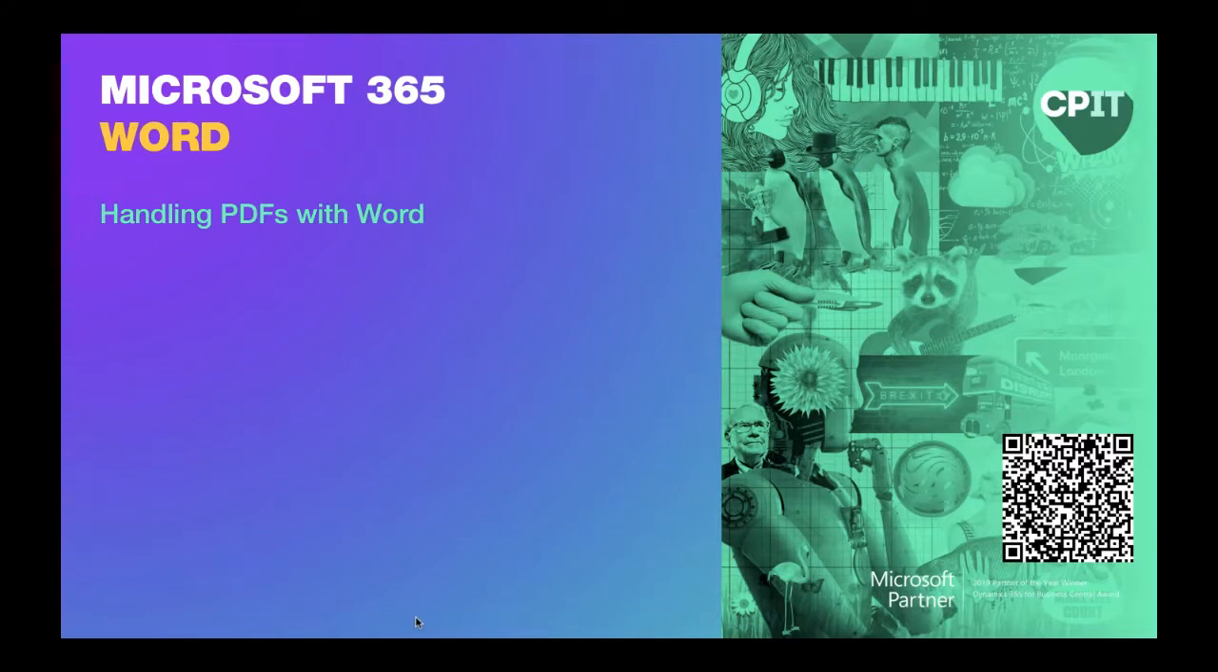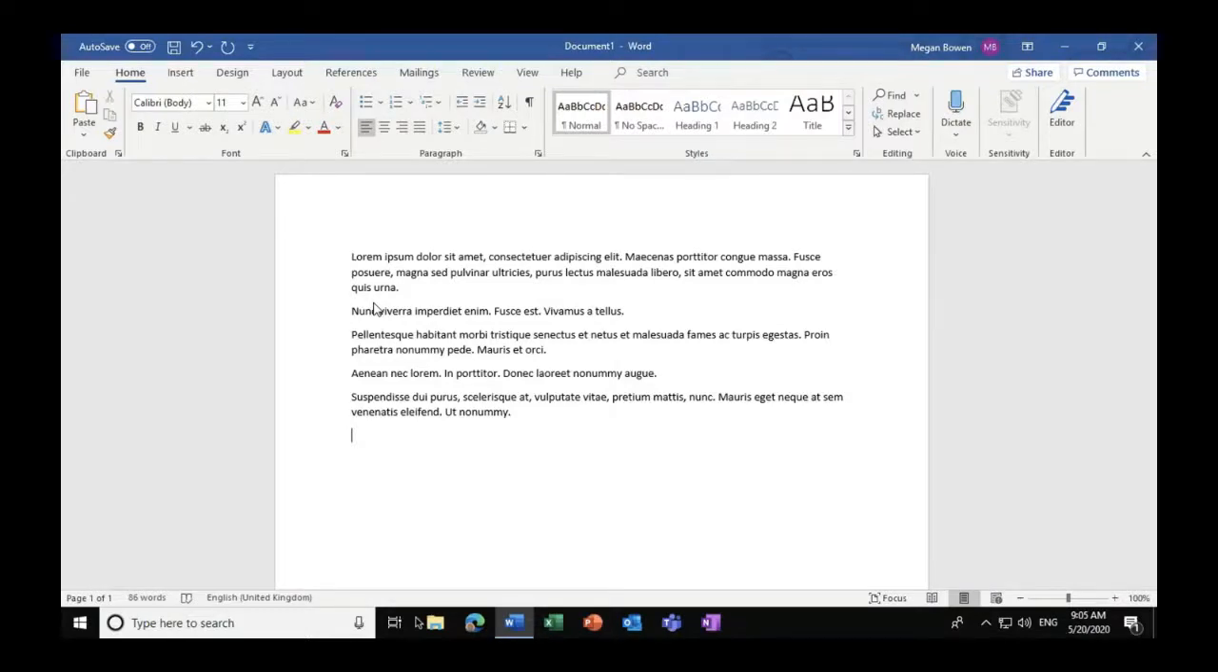So handling PDFs with Word. It's been around since about Word 2007 or Office 2007 that you were able to save Word documents as PDFs. And let's just look through and revisit how that is done.